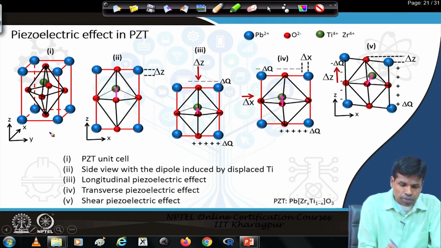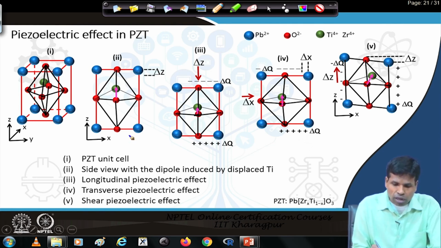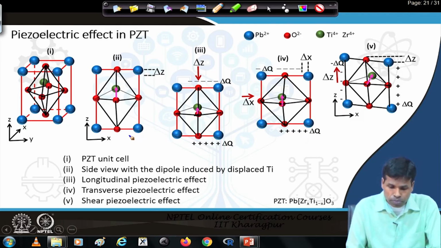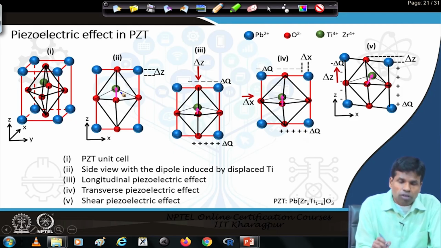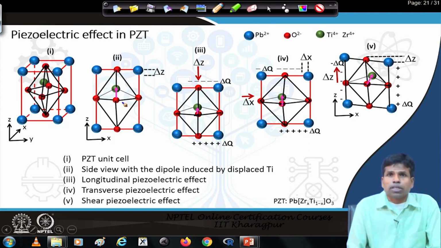This is a unit cell of PZT in the first figure, and in the second I show a side view of PZT, where we can see that tetravalent titanium is displaced upwards from the center, and this arrow indicates the direction and size of the dipole moment.